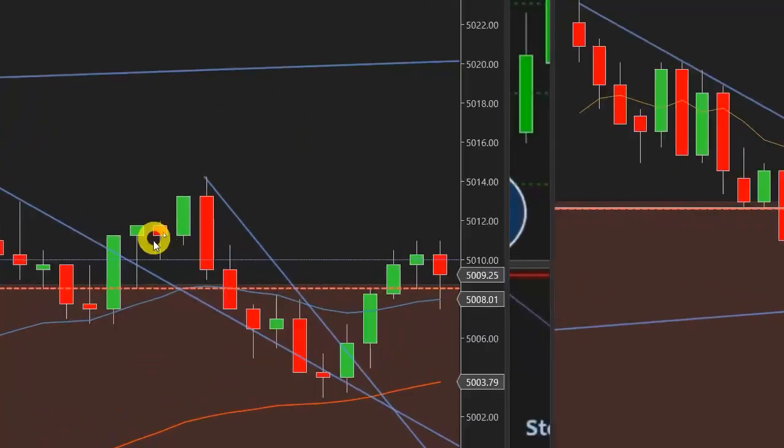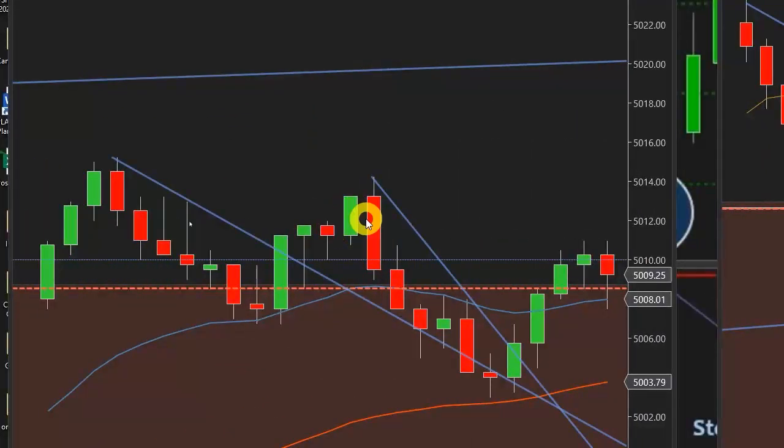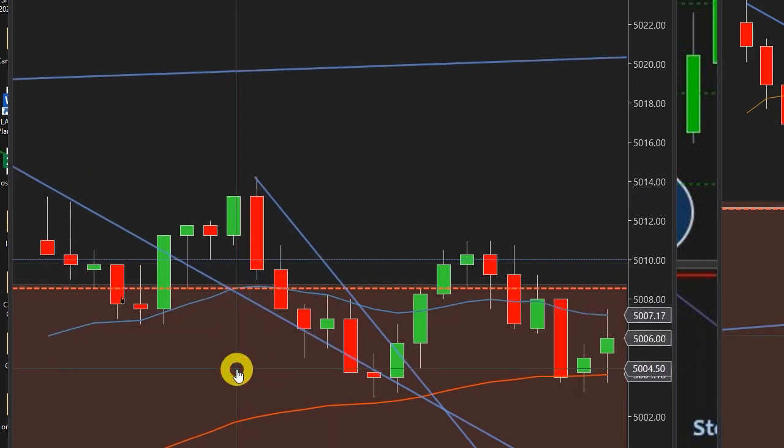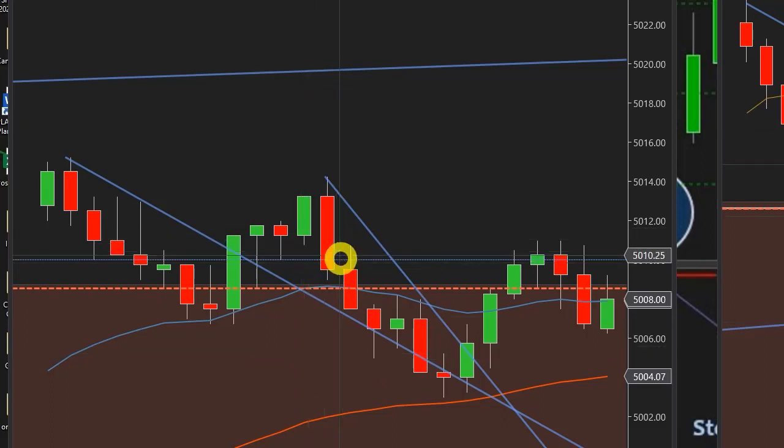So right here, I got long right there, and I stopped out right underneath that candle. So I'm not even sure. I'm trying not to take trades that break out, but if I do, I want a small stop loss. What I'm trying to do is buy at the retest, and that was kind of buying at the breakout side.